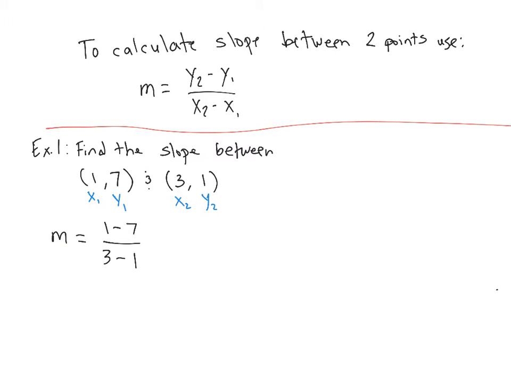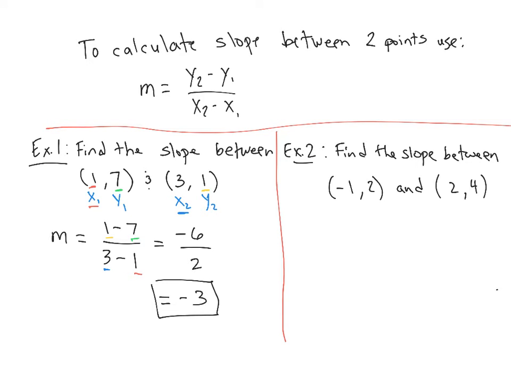All right, so your setup should look something like that. 1 subtract 7, divided by 3 subtract 1. And that's because my y2 is 1. My y1 is 7. My x2 is 3. And my x1 is 1 here, right? So then I can go ahead and subtract, and divide. So 1 subtract 7 makes negative 6 in the top. 3 subtract 1 makes 2 in the bottom. And negative 6 divided by 2 makes a negative 3 for our slope. So the slope between those first 2 points would be negative 3.